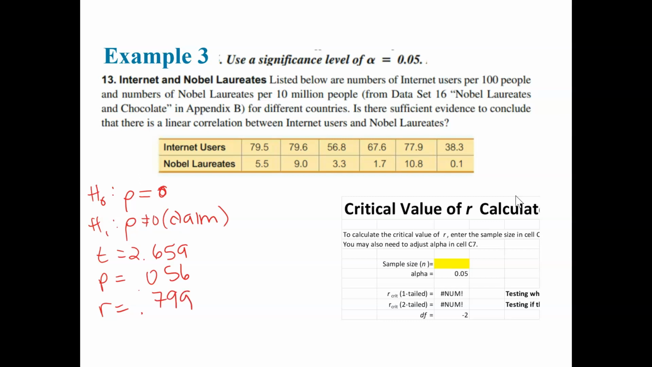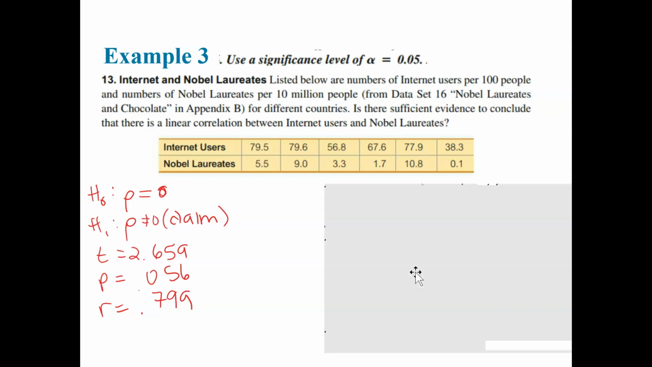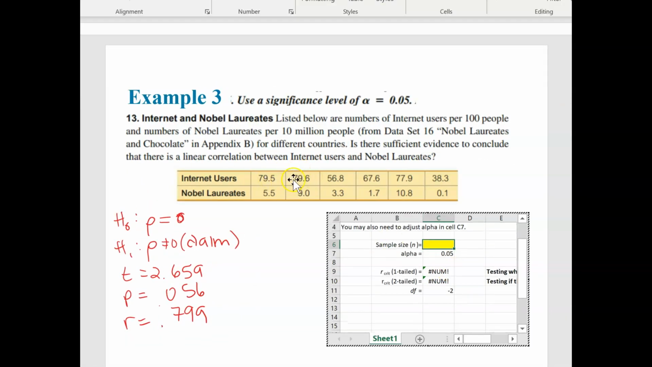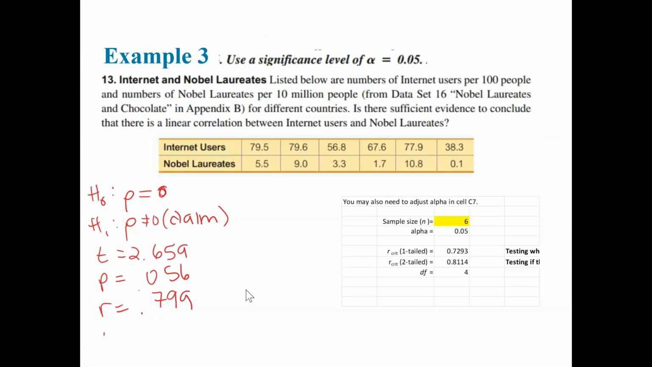Okay, so now for the critical value of our calculator, which you can grab in a link on Canvas. Our sample size is 1, 2, 3, 4, 5, 6. So our sample size is 6. Our level of significance is that. And we are doing a two-tailed test because it's not equal to. So our critical R is 0.811.